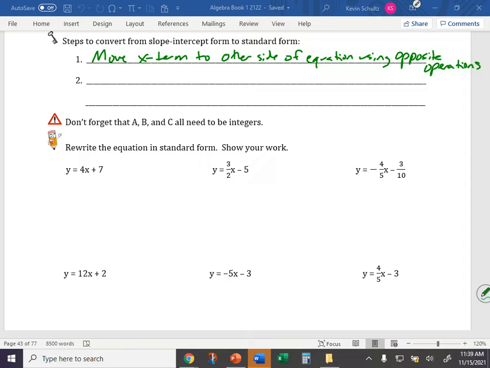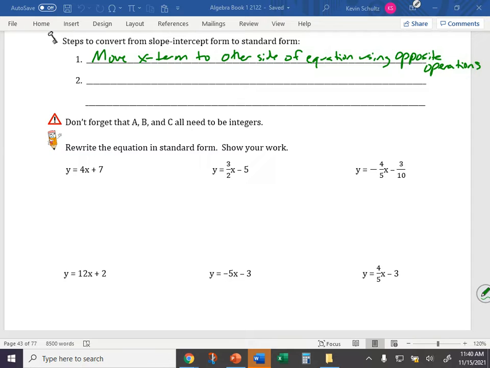So in this first one here, y equals 4x plus 7, what are we going to do to that 4x term, that positive 4x term, to move it over to the left side? Noah? Say it. You just mouthed it. You were correct. Okay? How do you move a positive 4x using opposite operations to the other side?